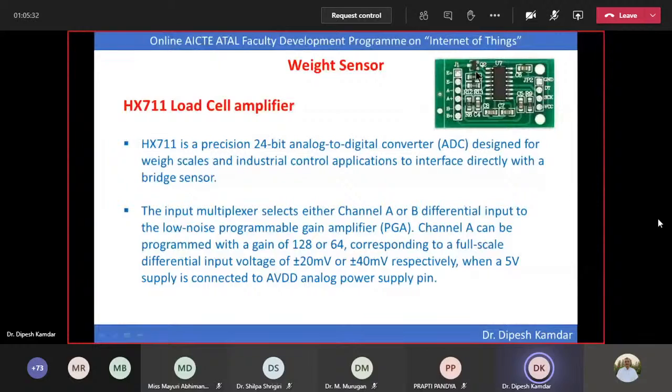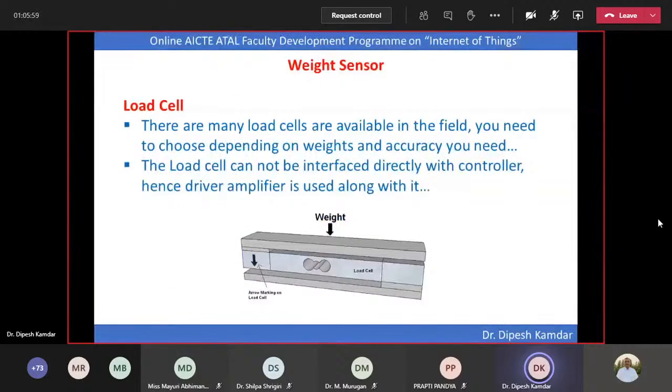Internally it gets amplified and converted to 24-bit digital data, which it transmits through the DT and SCK lines, so that once you send the serial clock in, it will transmit the digital data back to the controller, and we can find out how much weight is placed on the weight sensor.